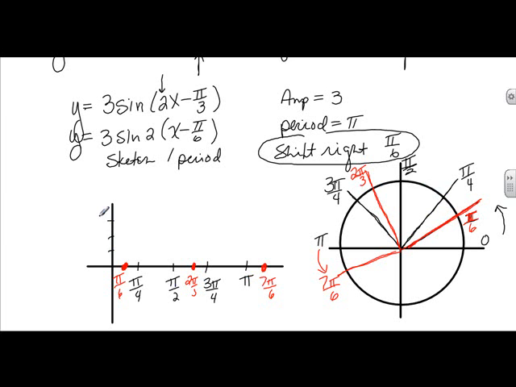So I know I'm going to have maximum values at 3, minimum values at -3. So just sort of eyeballing it to get halfway between pi over 6 and 2 pi over 3 would be about right there. Halfway between 2 pi over 3 and 7 pi over 6 would be about here. So I'm going to come down to -3. And then we'll sketch our sine wave.